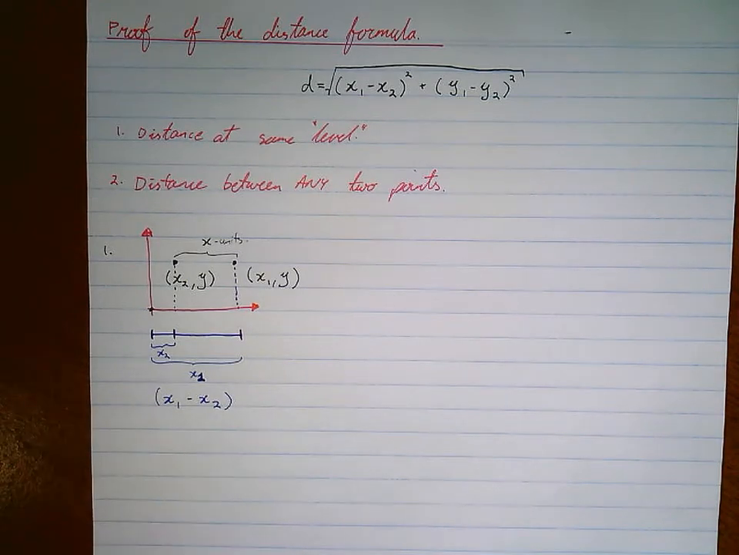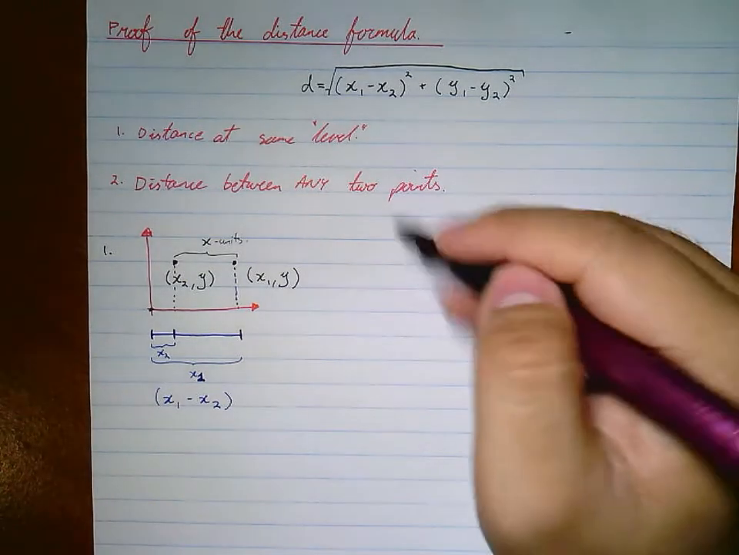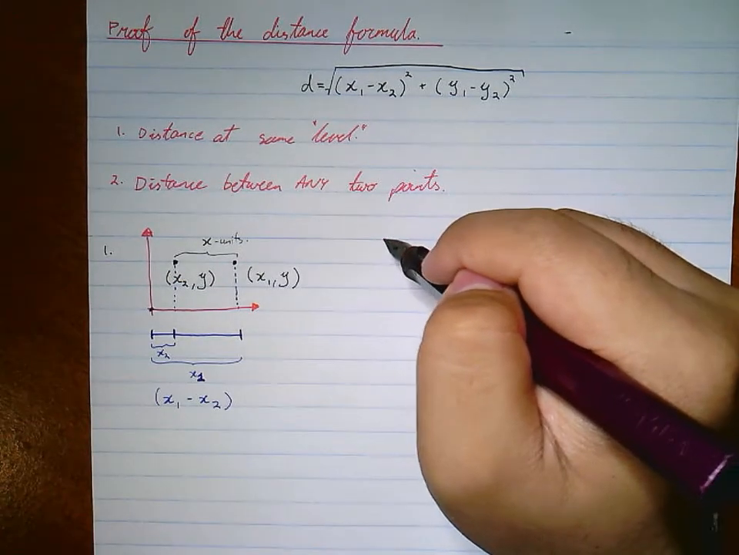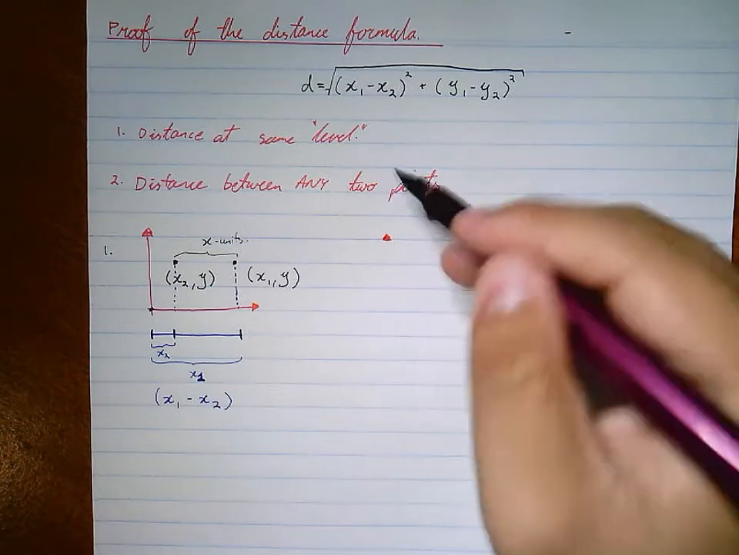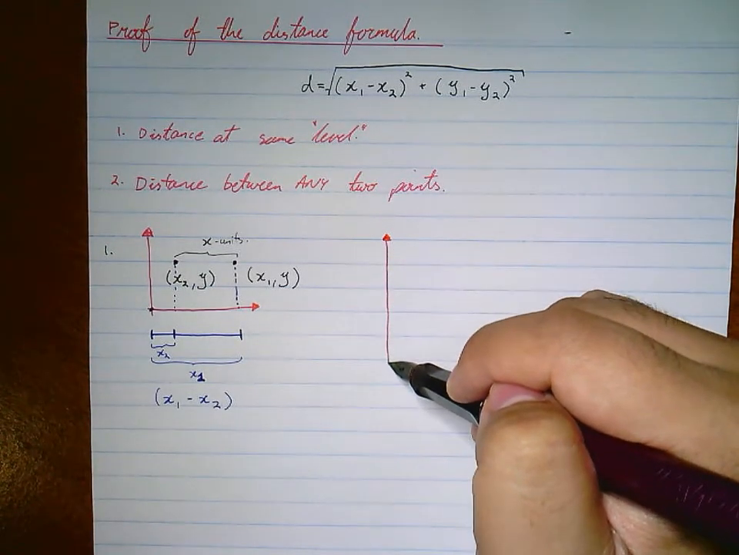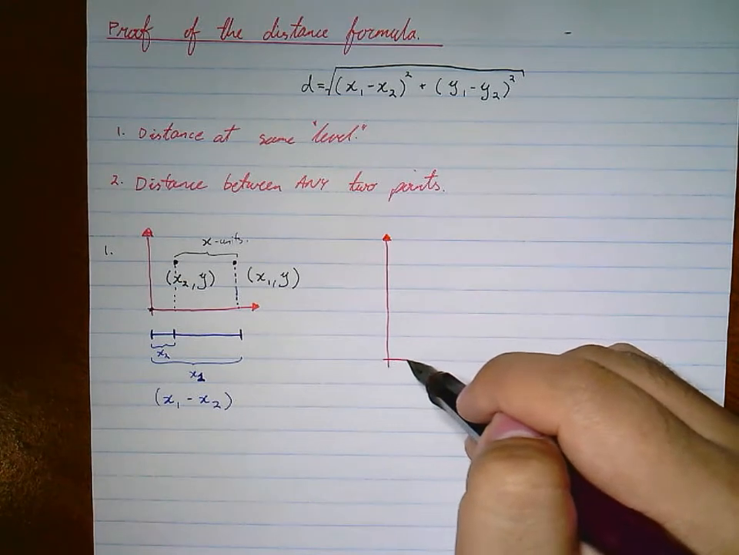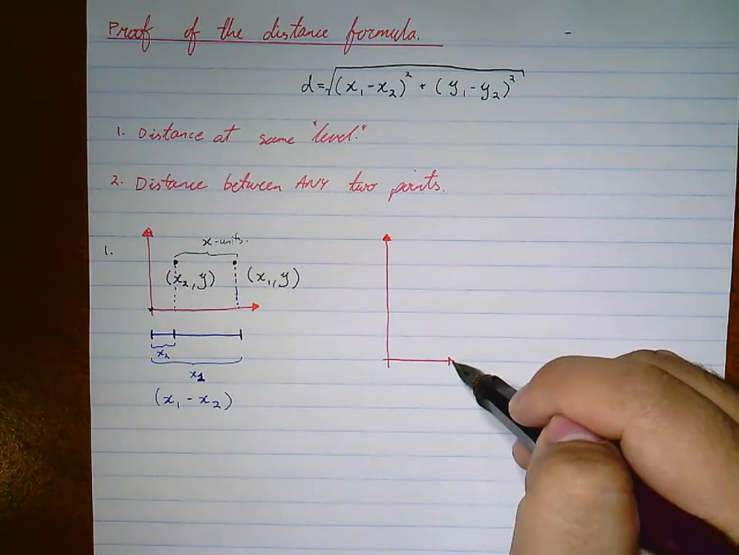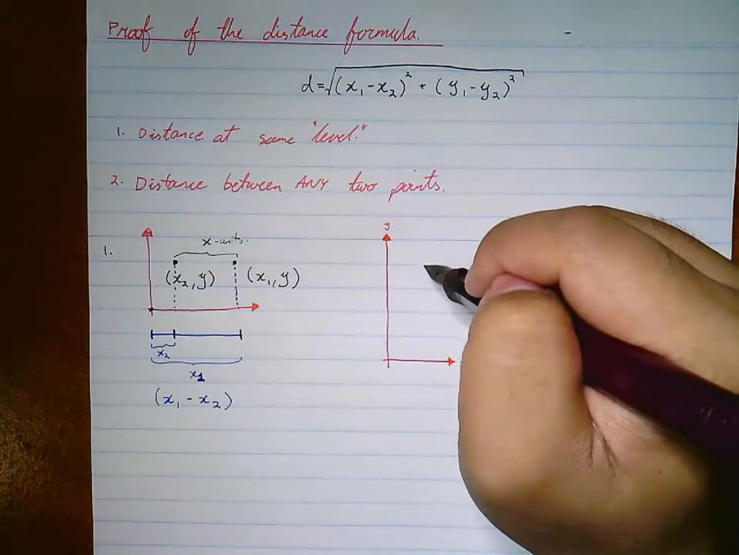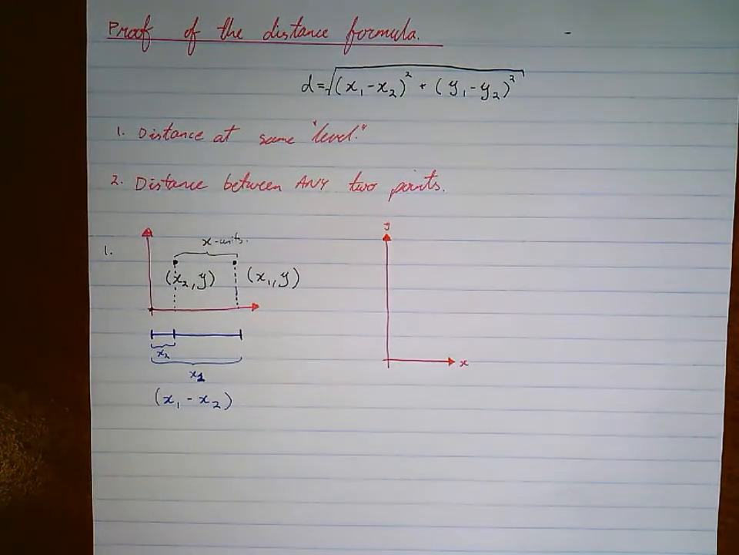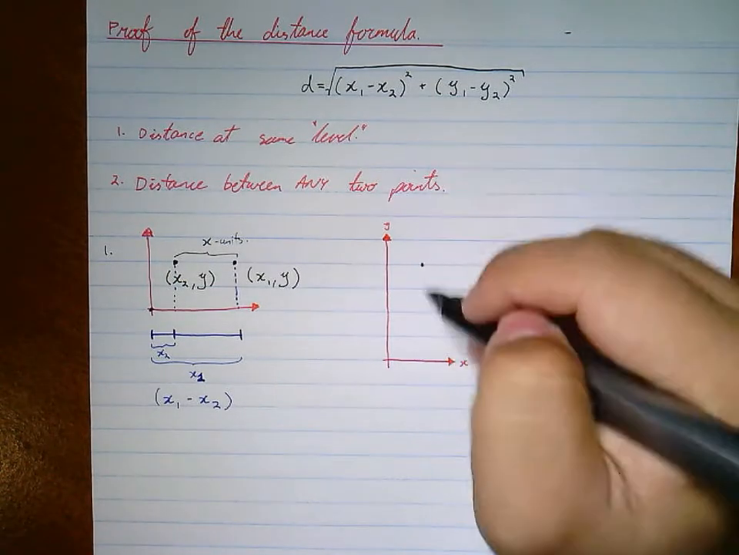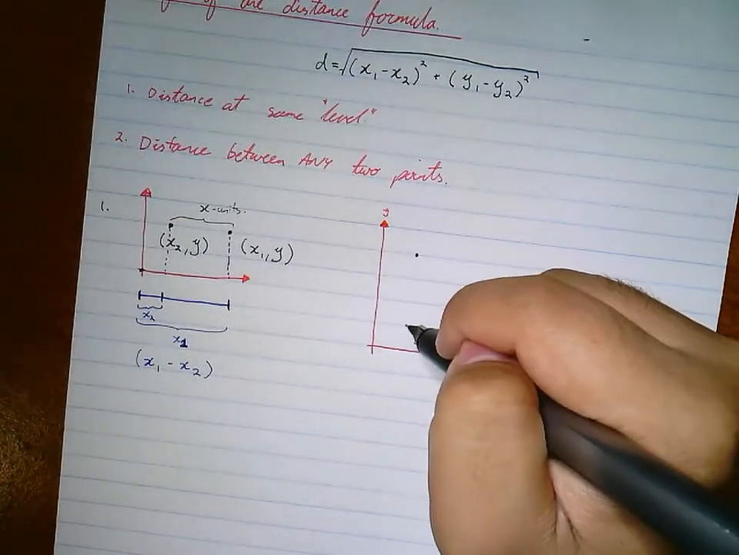Now the same thing goes for if it's a vertical distance. So let's take another very rough sketch of 2 points that are along the same y-axis. So here's x, that's y. And let's consider the 2 points. We have one here and one over here.